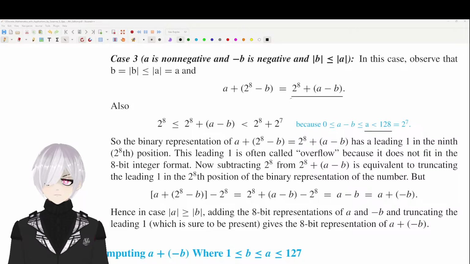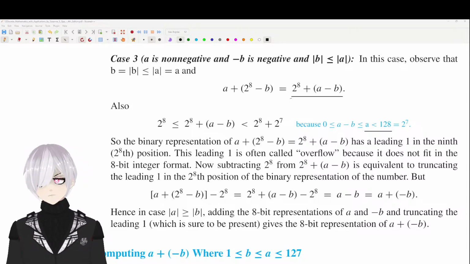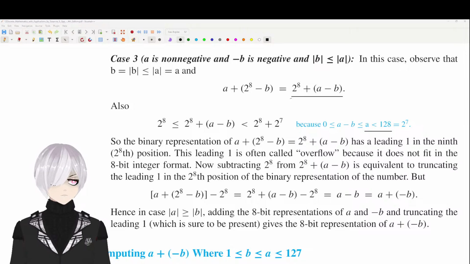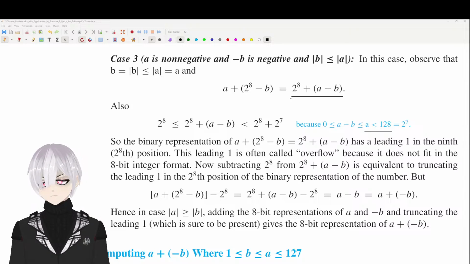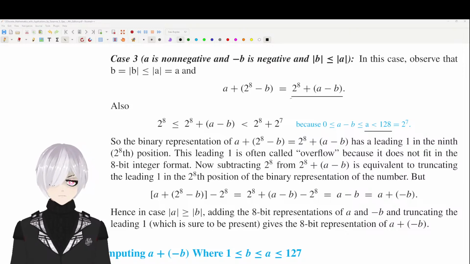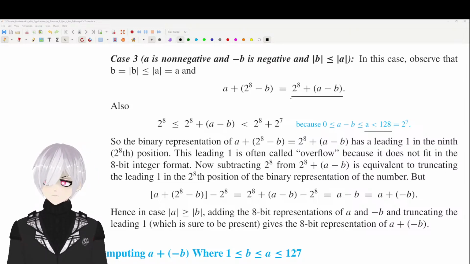Well, 2 to the eighth plus 2 to the seventh, that's going to be less than 2 to the ninth, I think. Or no, is it? Let's see. 256 plus 128. Oh yeah, 2 to the ninth is 512, so 2 to the eighth plus 2 to the seventh is 384. So they're saying that the sum we get is going to be greater than or equal to 2 to the eighth, but still less than 2 to the ninth.